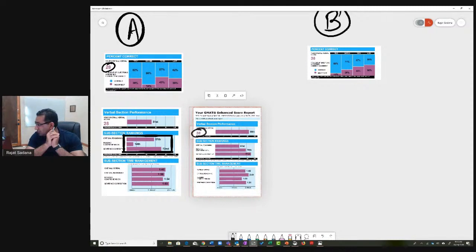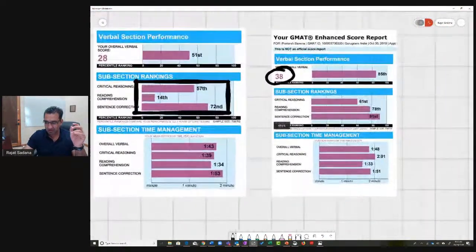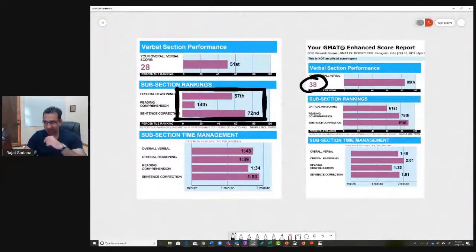What caused that improvement? Let's zoom this in. What caused that improvement? Identical mistakes, but what caused that improvement? RC. What else? RC doesn't have more weight. RC caused that improvement. RC has the same weight as SC and CR.